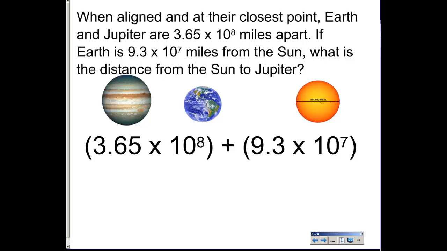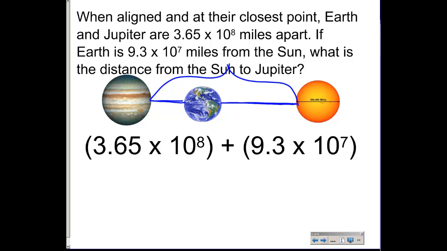When aligned and at their closest point, Earth and Jupiter are 3.65 times 10 to the 8th miles apart. If Earth is 9.3 times 10 to the 7th miles from the Sun, what is the distance from the Sun to Jupiter? So all we got to do is take the distance between the two planets and add the distance between Earth and the Sun, and what we get is the total distance of Jupiter to the Sun.